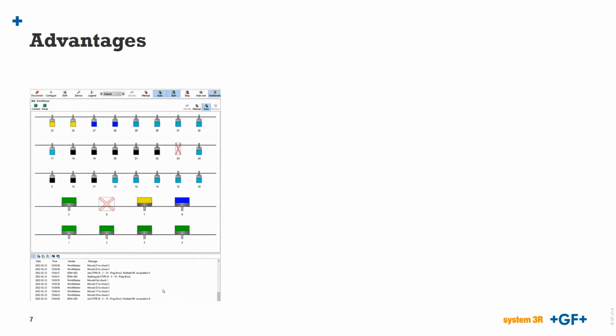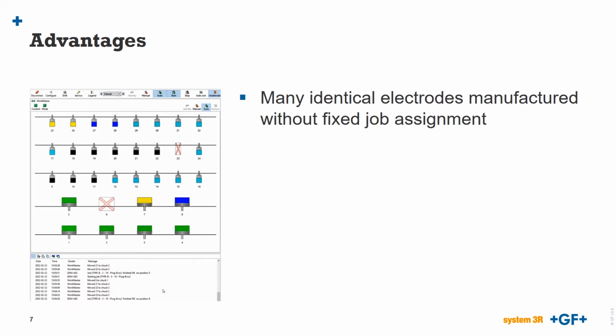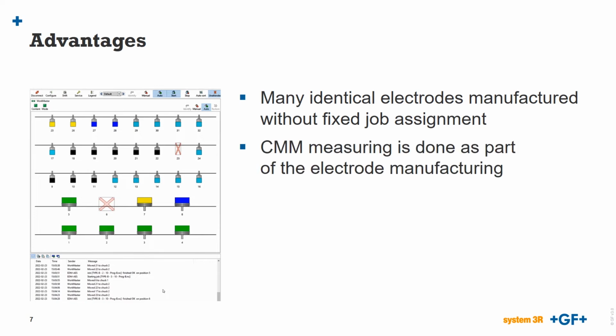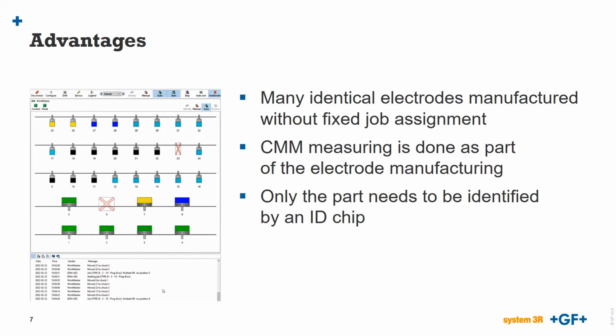Automatic electrode selection brings some significant advantages to the factory. First of all, the same type of electrode can be produced and stored in large number without caring about the specific part to assign. The offset measured by CMM can be carried out outside of the cell, and only the part to be eroded needs to be equipped with the ID chip to retrieve the job info.